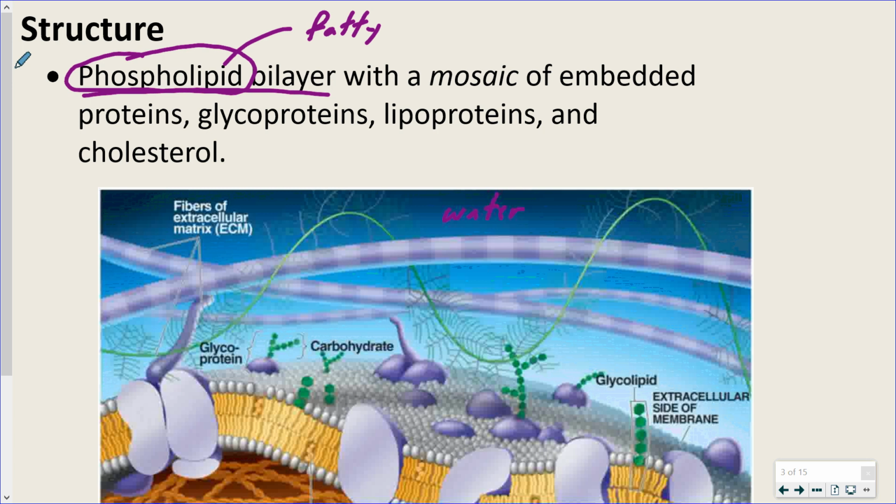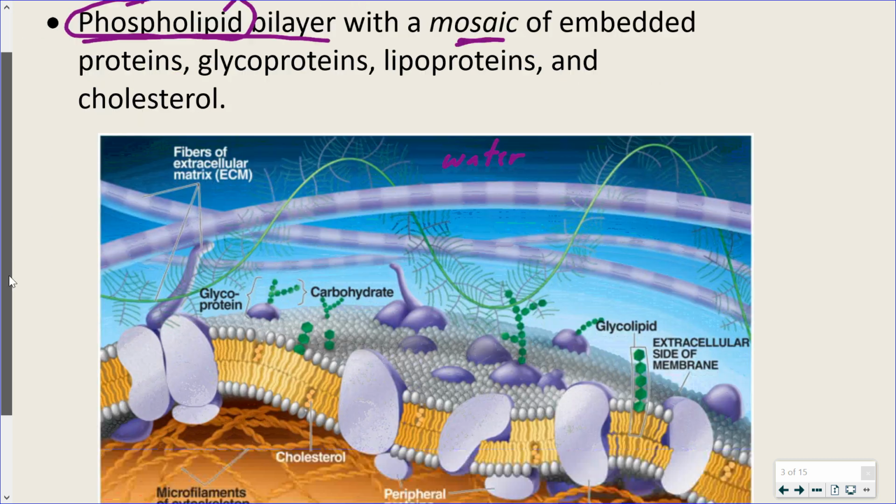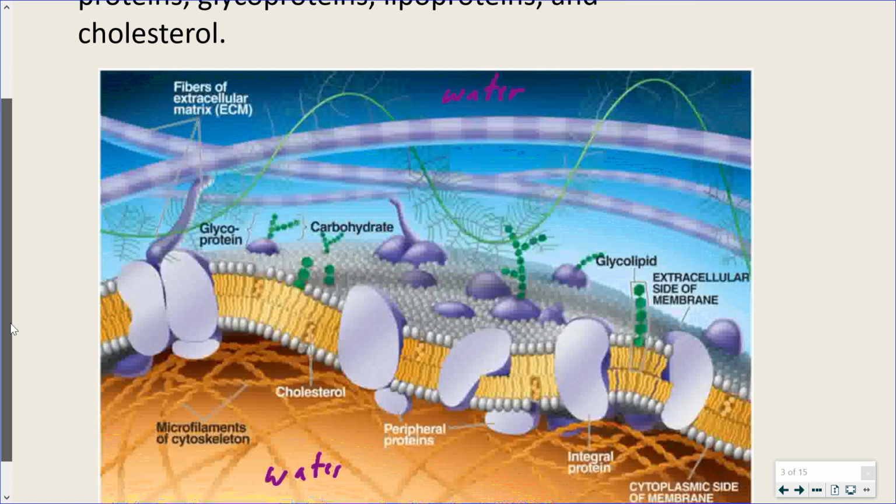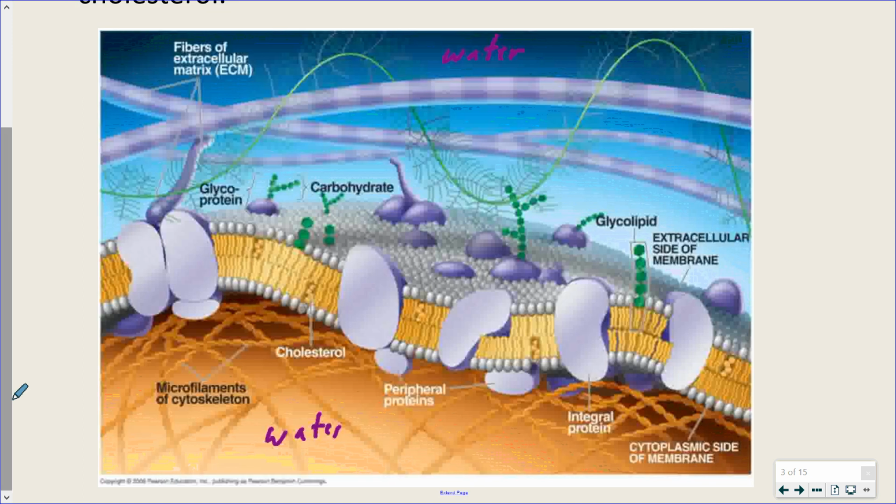In addition to this phospholipid bilayer, though, there are a whole bunch of other things that are studded or embedded in the phospholipid bilayer, and this creates a mosaic-like pattern. Things stuck in the background bilayer, and what these things are that are stuck in, they include proteins, glycoproteins, lipoproteins, and cholesterol. So let's take a closer look at this picture here.